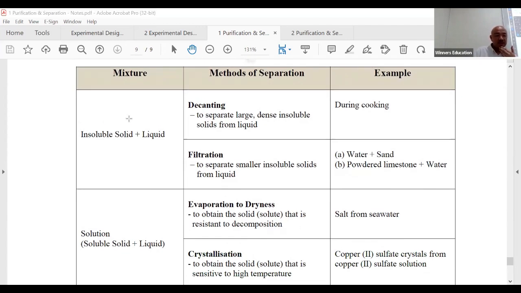Now, if you have an insoluble solid, it doesn't dissolve in the liquid, there are two methods you can use. One is called decanting, one is called filtration. Again, it all has to do with the size of the solid. One is big, one is smaller. Examples shown. Common example in exam.